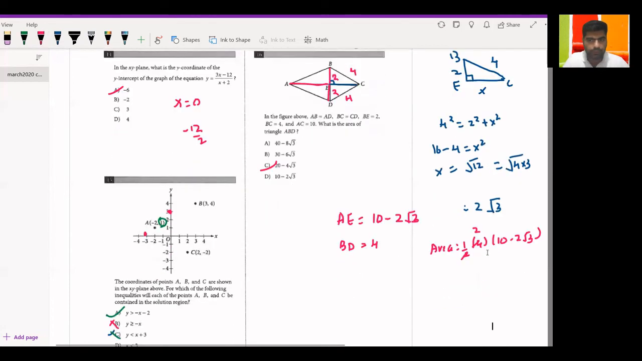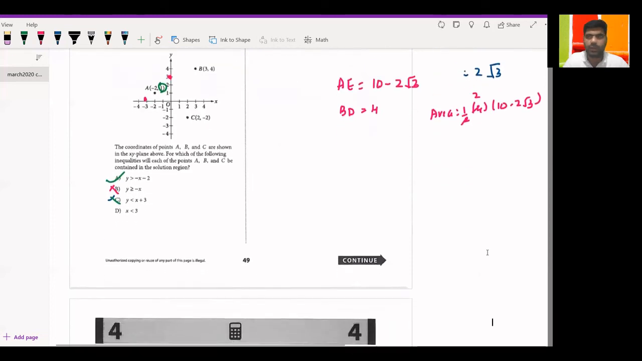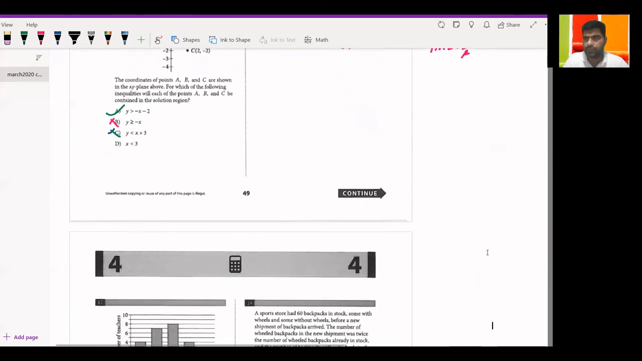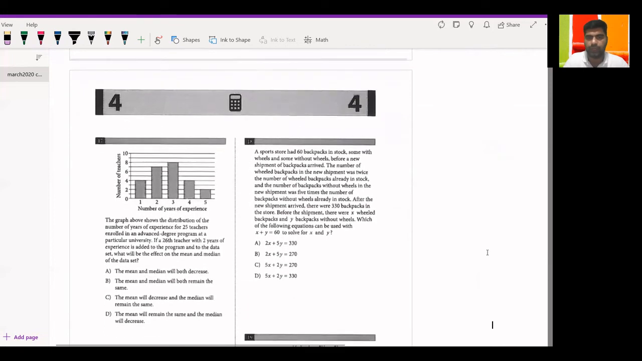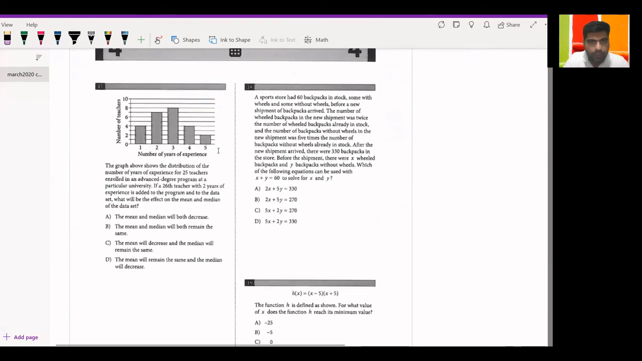16 done. 16 plus 16 is 32. Half of 38 is 19. So we'll stop at 19 and we'll see if we have more than half the time remaining. Okay, so this is the data.